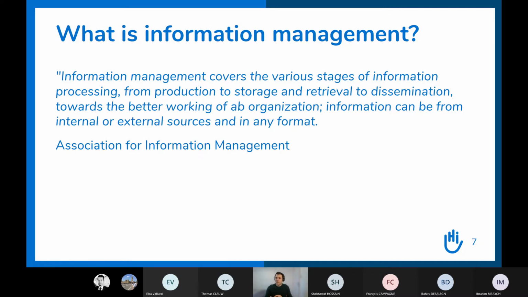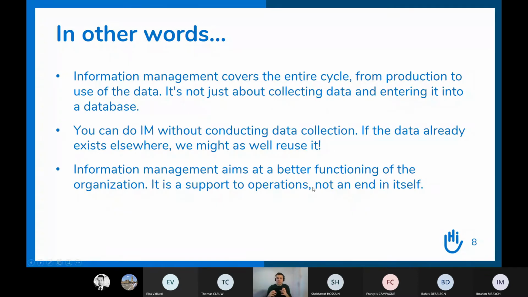So we decided to take this one from the Association for Information Management, but if you look maybe in documents from other NGOs or UN agencies, you will have some different definitions. This one is: information management covers the various stages of information processing, from production to storage and retrieval to dissemination, towards the better working of an organization. Information can be from internal or external sources and in any format. So in other words, information management really covers the entire cycle of the data.